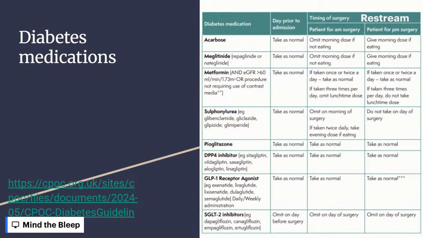But other medications such as metformin, which is, I guess, the most typical anti-diabetic medication, do have some changes that you need to be aware of, i.e. when to stop. So I advise maybe taking a screenshot of this table, but always refer to what your local trust says and what is normal for the department that you work in.